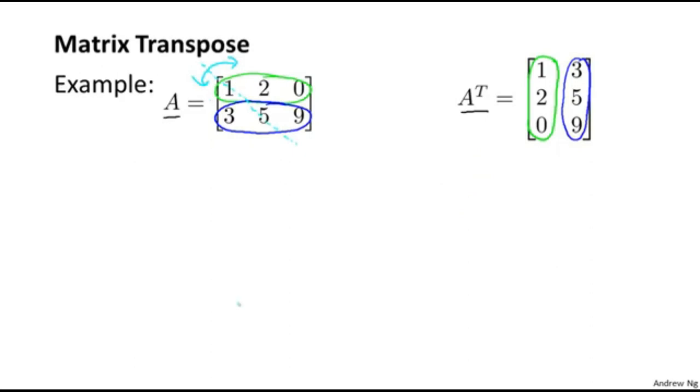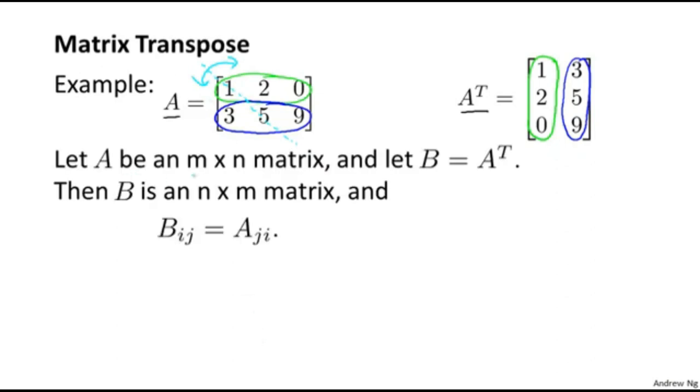Okay? So here's the more formal definition of a matrix transpose. Let's say A is an M by N matrix, and let's let B equal A transpose. Then B is going to be an N by M matrix with the dimensions reversed. So here we had a 2 by 3 matrix, and so the transpose becomes a 3 by 2 matrix. And moreover, B_ij is equal to A_ji. So the ij element of this matrix B is going to be the ji element of that earlier matrix A.